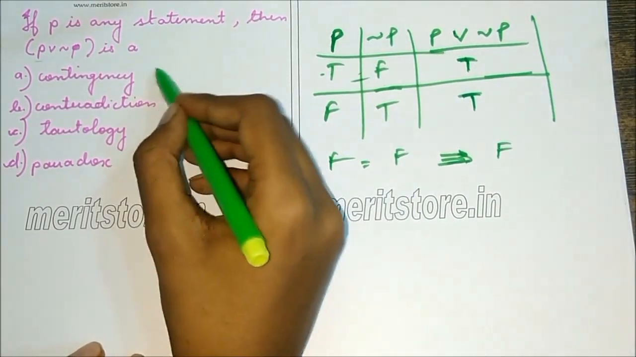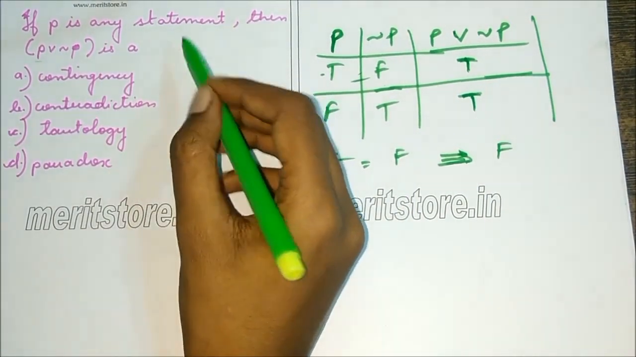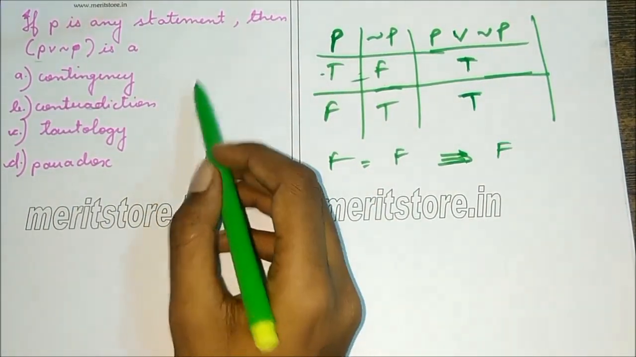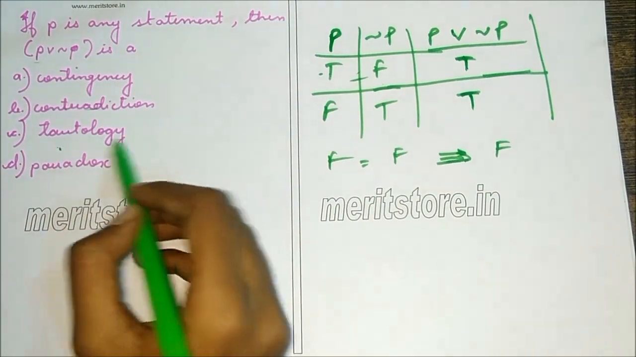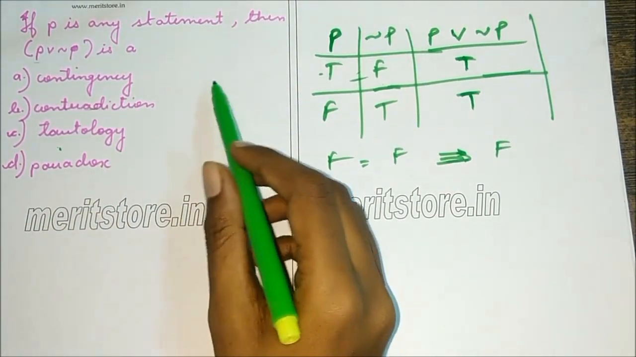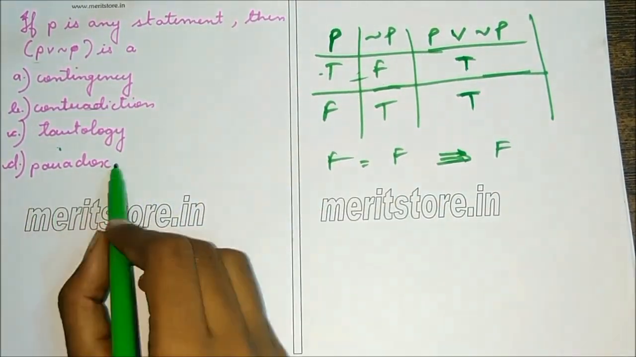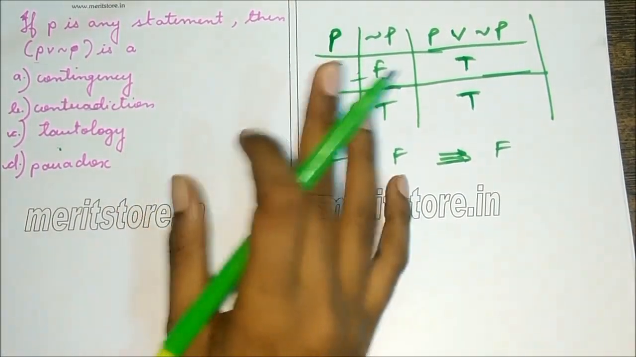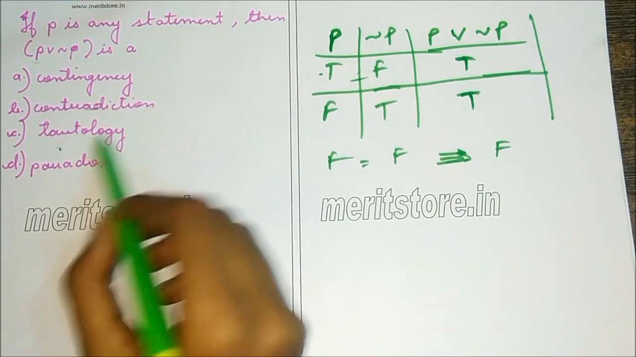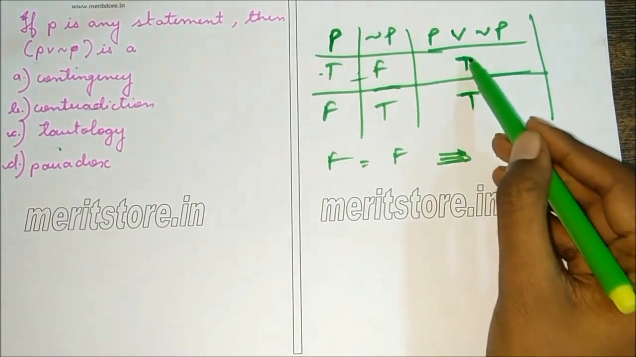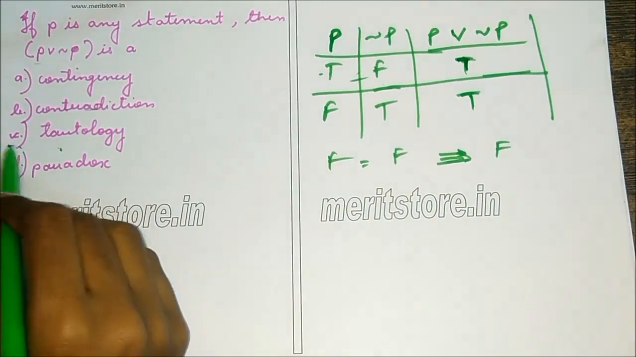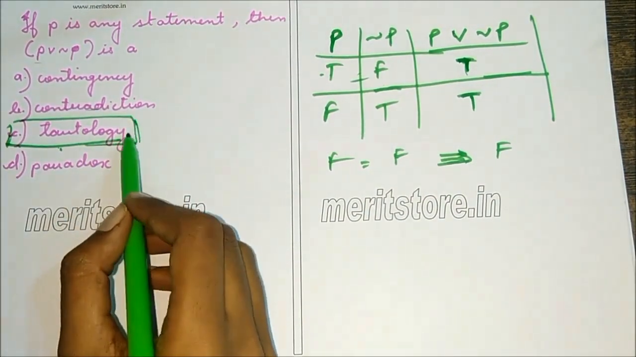Now, a contingency is a table consisting of both true as well as false values. A contradiction is a statement consisting of only false values, and a tautology is a statement consisting of only true values, and a paradox is a confusing and ambiguous statement. Since the table consists of only true values, the answer is C, tautology.